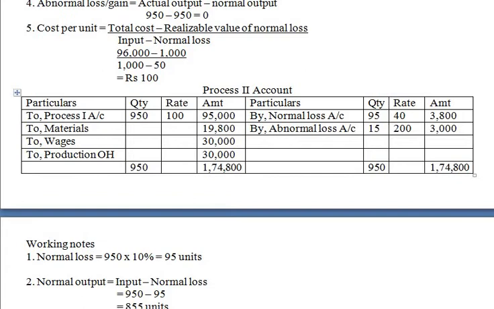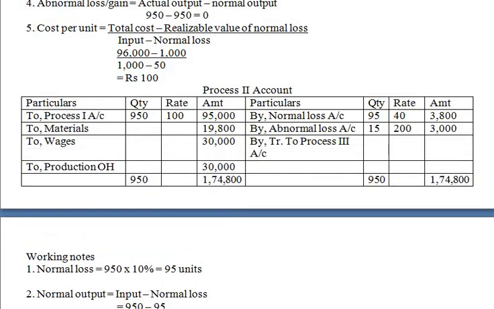Now this is transferred to process 3 account. It is transferred to process 3 account, 840 units at 200, and this is 1,68,000. Okay, hope everybody is understanding.